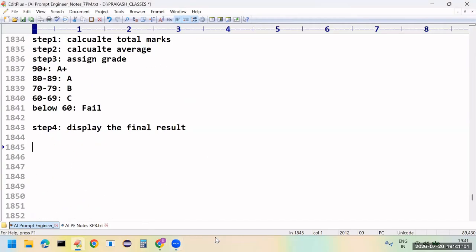So let's go for the next example. Example number 5. What is the fifth example we have? I will copy paste it, because some lengthy prompts we will get one by one.